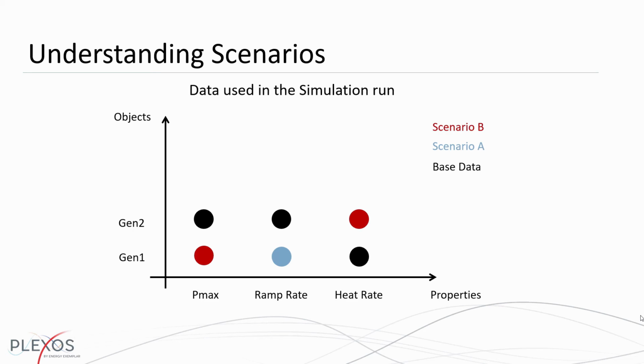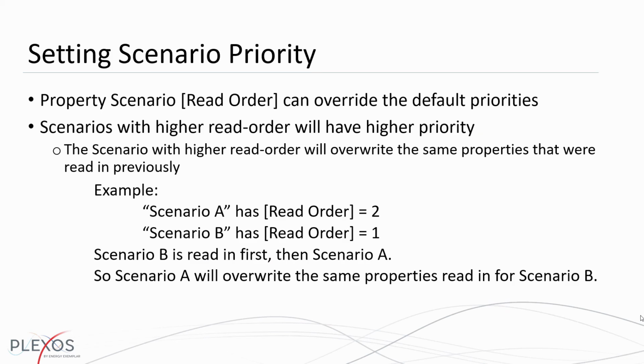So the question is, how can we set the priority of the scenarios instead of using this default? We can do this by setting the scenario read order property. This property will allow us to override the default priorities. Scenarios with higher read order will have higher priority. In other words, the scenario with higher read order will overwrite the same properties that were read in previously.